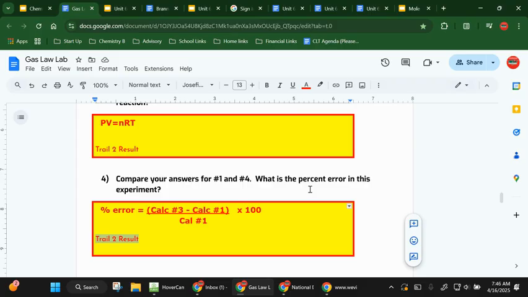A good lab, an excellent lab, should be under 5% error. I don't care if it's plus 4.7% or if it's minus 4.7. That is under 5% error. A well done lab, not excellent, but still well done, would be within 10%. So maybe you're at 6.5% error or at negative 7.1. That is still a well done lab.